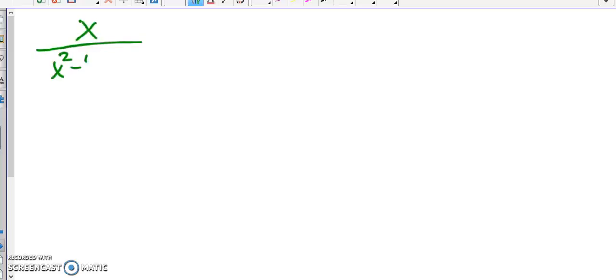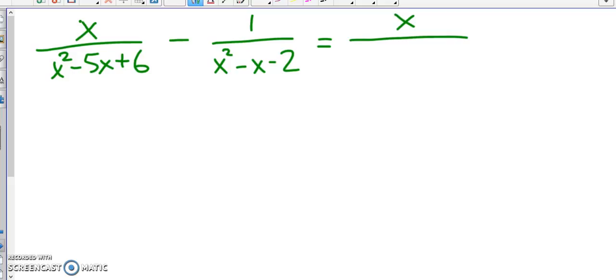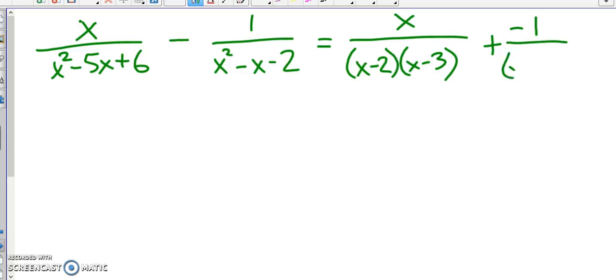x over x squared minus 5x plus 6 minus 1 over x squared minus x minus 2. Again, it's going to be critical that we be able to factor this. So let's factor the first denominator. What multiplies to give me 6 but adds to give me negative 5? That'd be x minus 2 and x minus 3. I'm going to change this to plus. I'm going to make that negative 1 over, and then this one would be x minus 2, x plus 1.